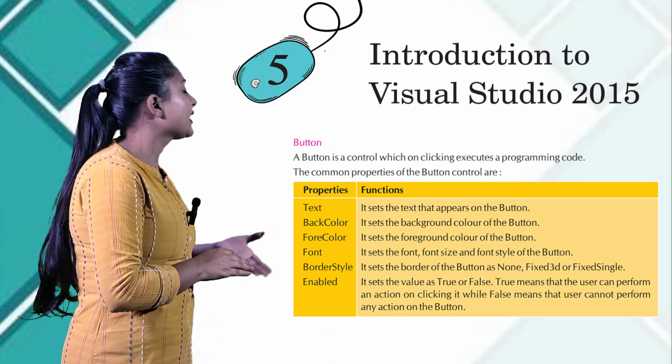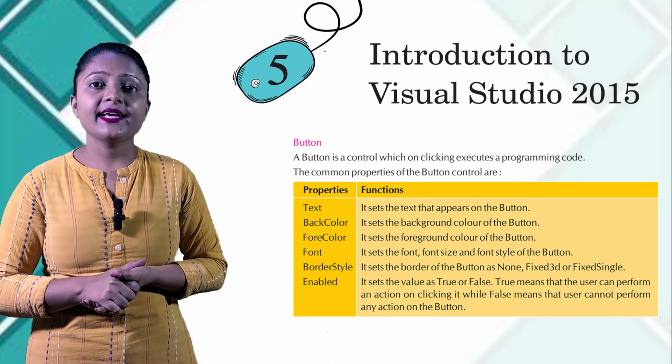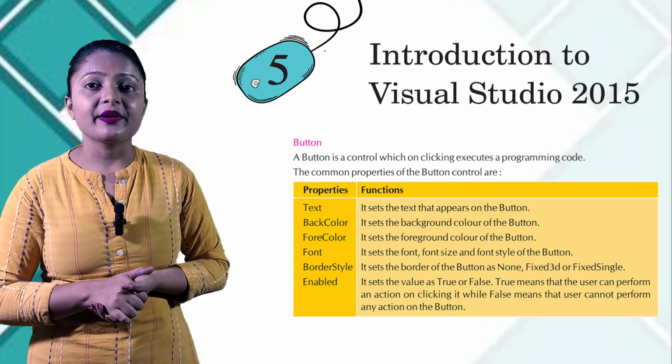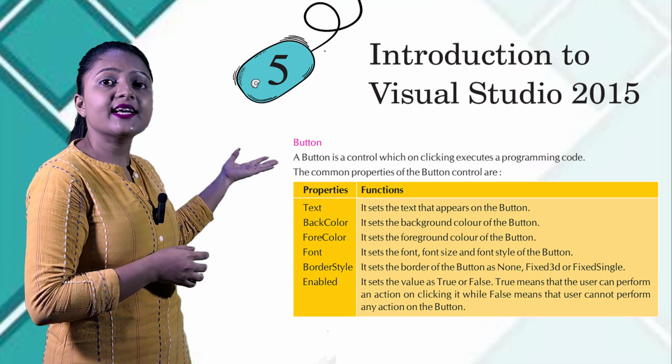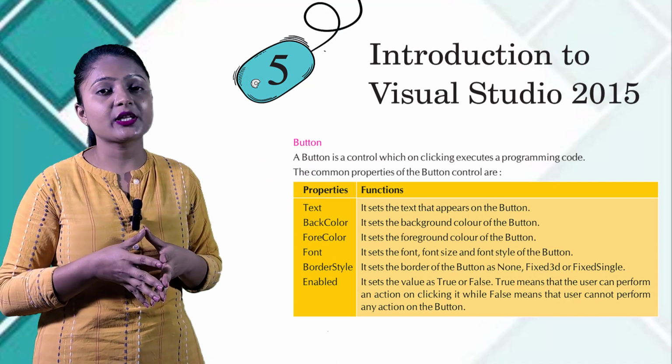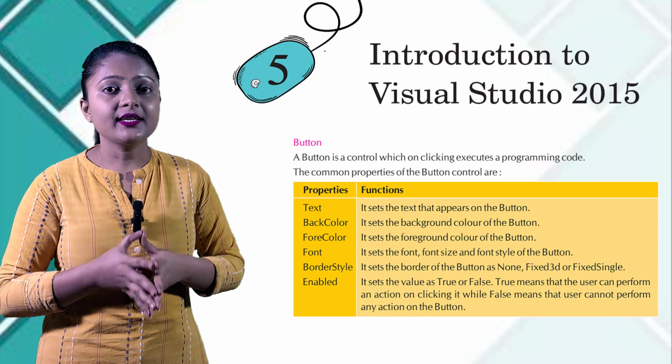Button. A button is a control which, on clicking, executes programming code. The common properties of the button control are text. It sets the text that appears on the button. Back color. It sets the background color of the button.